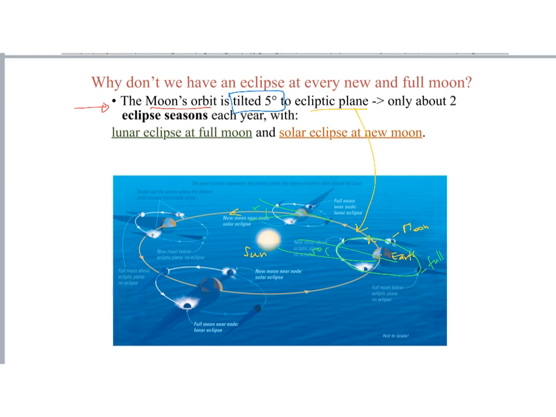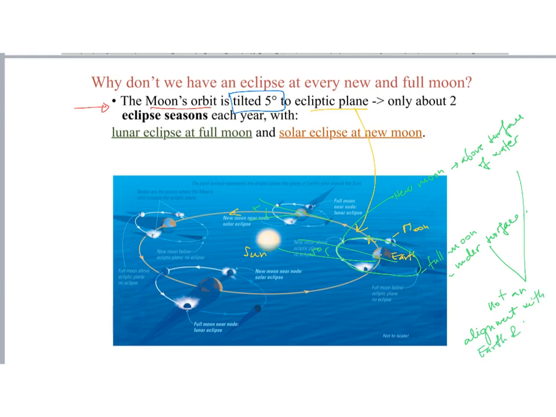And this new moon is going to be above the surface of the water, and this is full moon, and it is under the surface. So what this says is basically, right, in both of these situations, there is not an alignment with the earth and the sun. So of course, if it's not an alignment, there's not going to be anything to eclipse, anything to cast shadow on anything else, right?